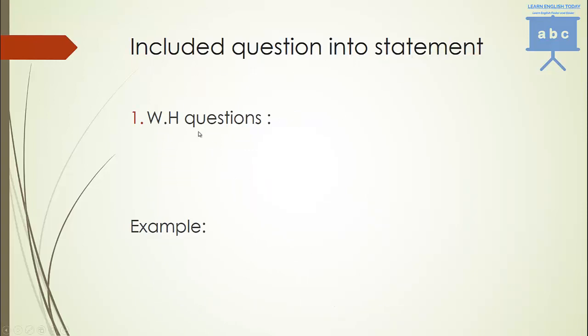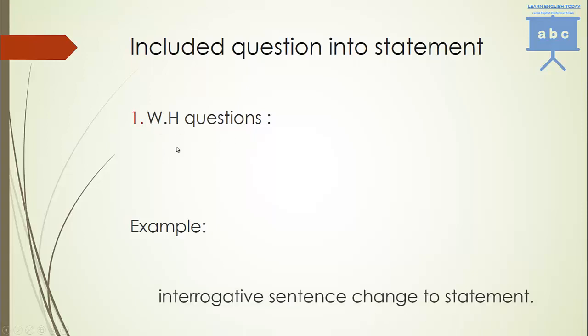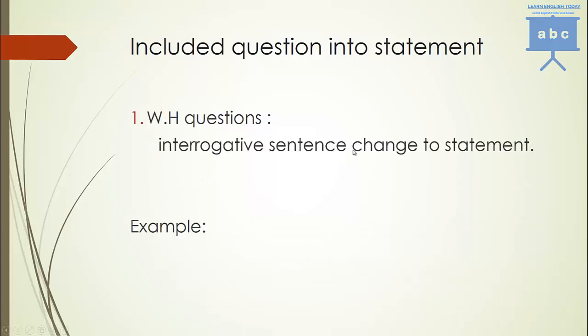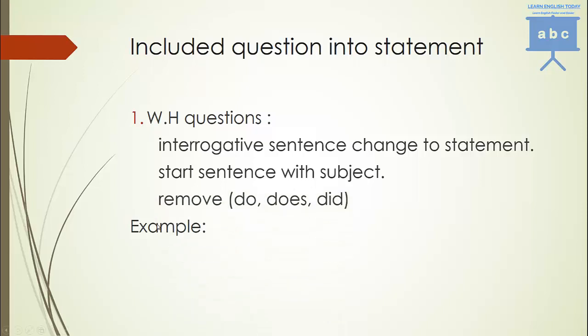So we have a question, and the general sentence is what? A statement. The first section is WH questions. Look here, the interrogative sentence is changed to a statement. It is just different from the first type that we have studied. Here the interrogative sentence changes to a statement and starts with a subject. Mostly we use expressions that start with a subject, not with an auxiliary verb, and we remove do, does, or did.